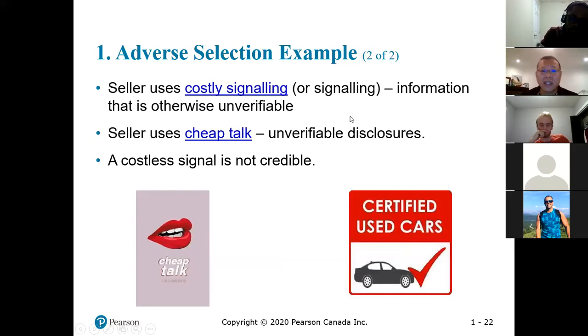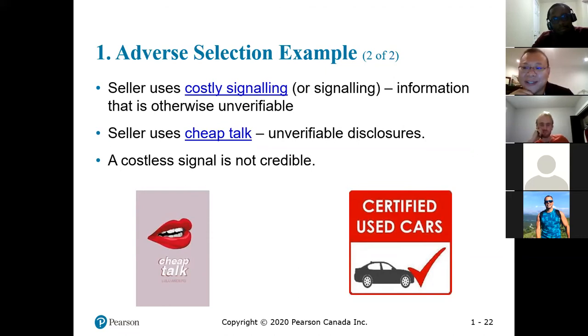So how are they going to deal with this? The seller will say, my car is the best car you will ever find in this market. Cheap talk, right? But then the buyer won't believe it. The buyer is like, yeah, everyone will say so. If you are trying to sell your car, you won't say my car is a very bad car. So cheap talk doesn't help to address the information asymmetry, as people don't believe you.